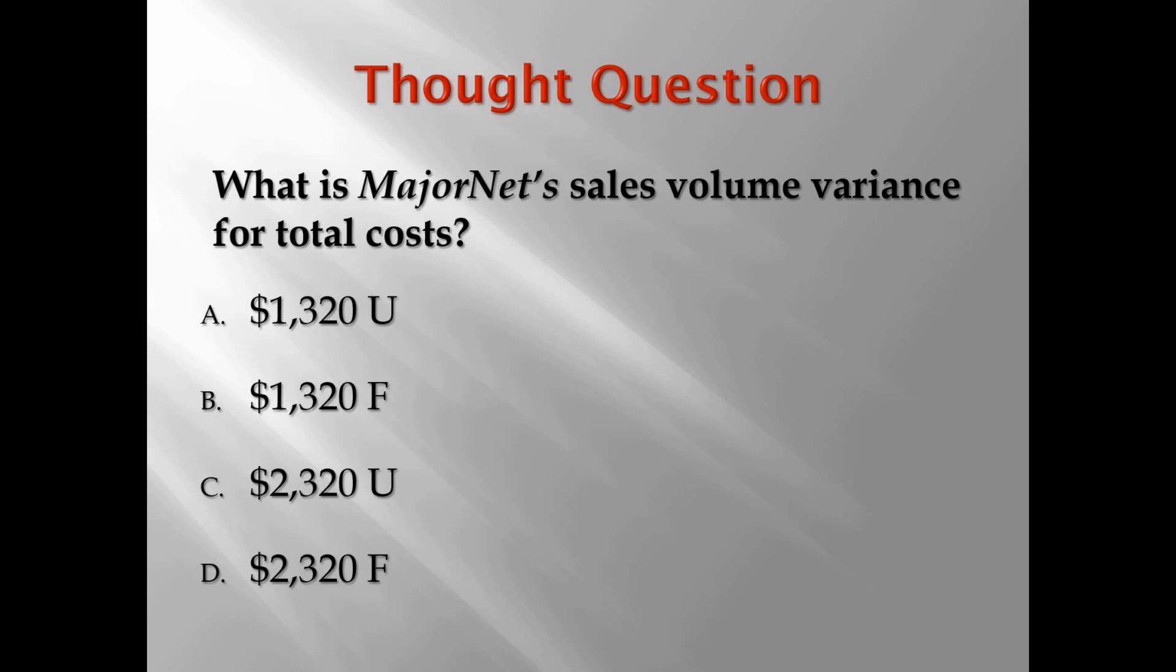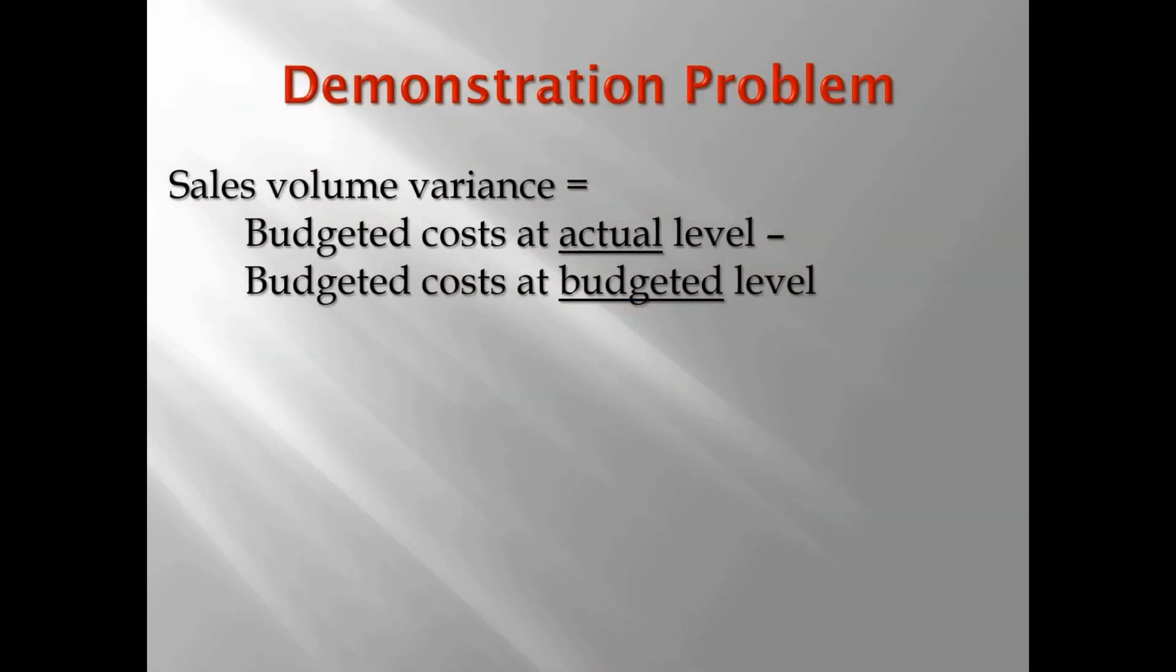Now, let's think about Medinets' sales volume variance on total costs. Pause your slideshow and try to answer that question. The sales volume variance is the difference between the budgeted costs at the actual level of activity and the budgeted costs at the expected or budgeted level of activity.